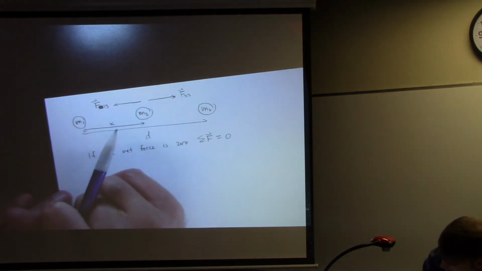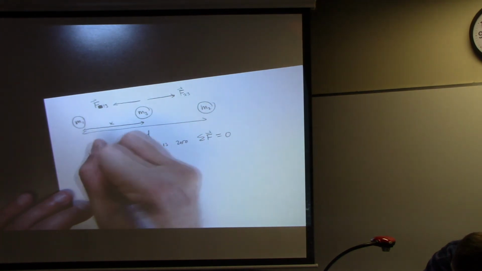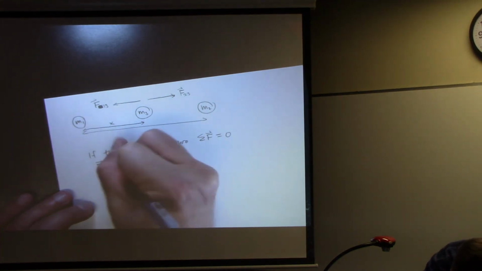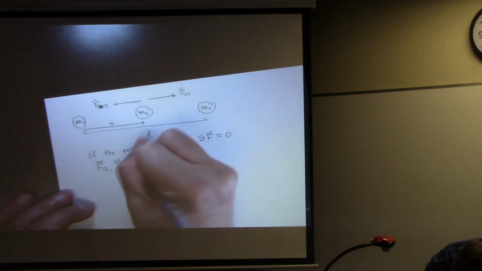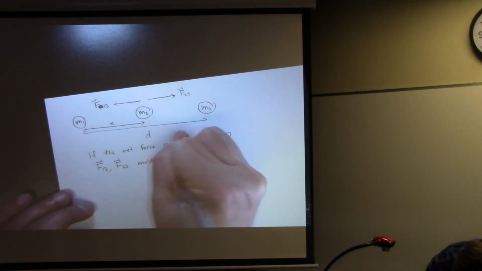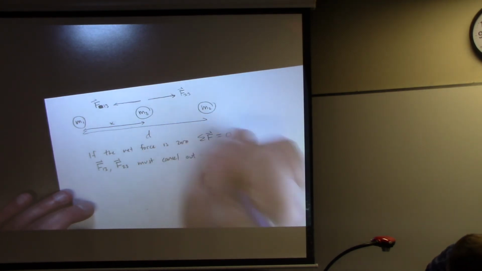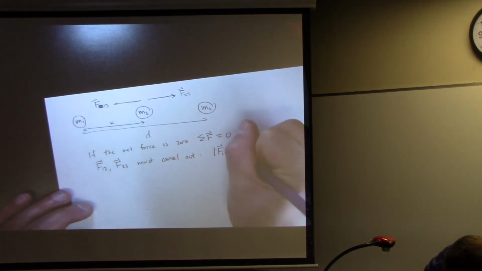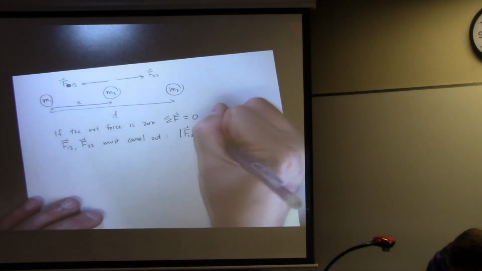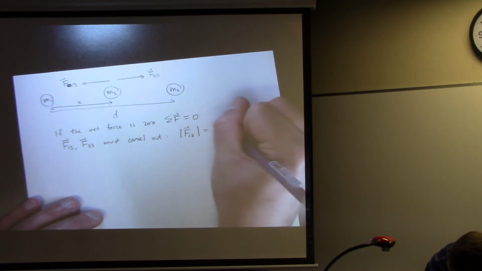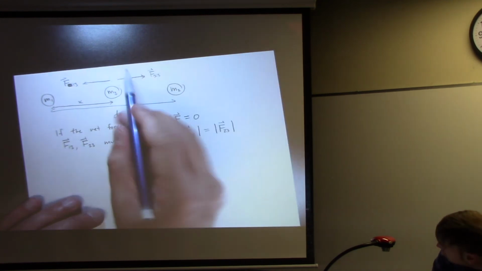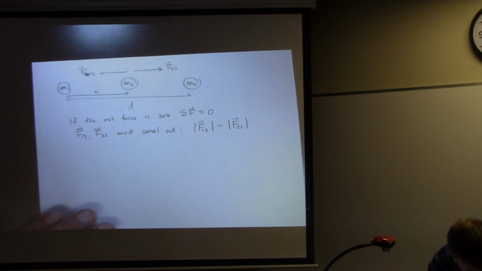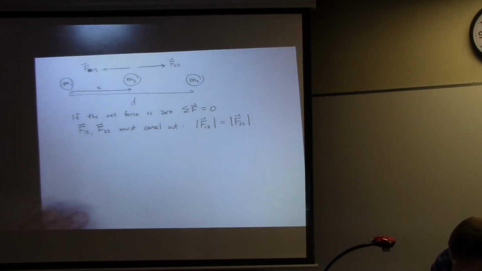So the only way for this to work is if the vectors pointing in opposite directions exactly cancel each other out. Okay, so here, F13 and F23 must cancel out. And the only way for that to happen is if they're pulling with the same magnitude. So the magnitude of F13 is the same as the magnitude of F23. That's the only way for them to cancel out. Okay, so that's what we have to work with.